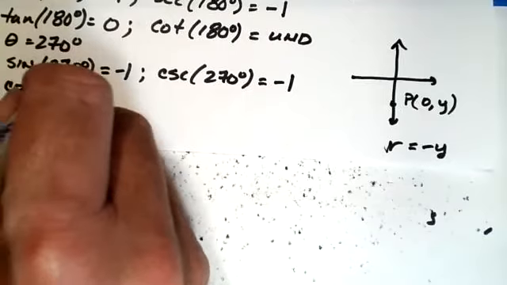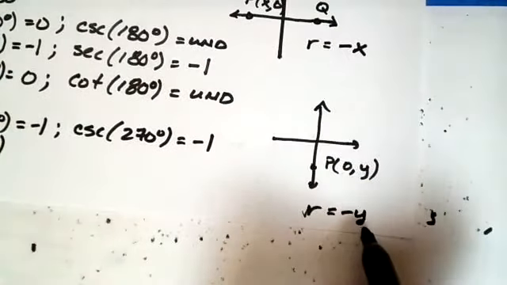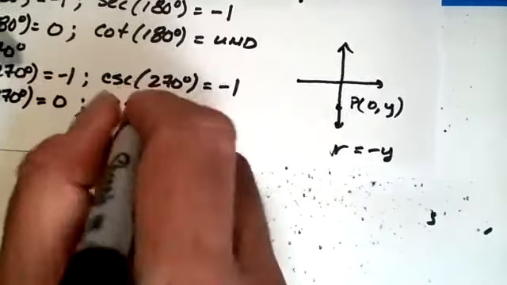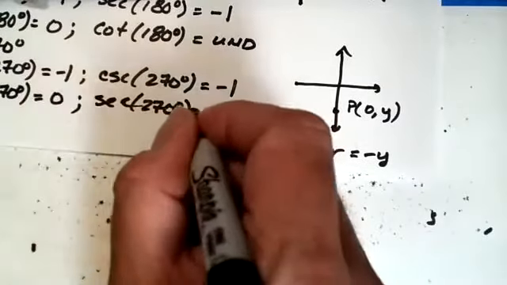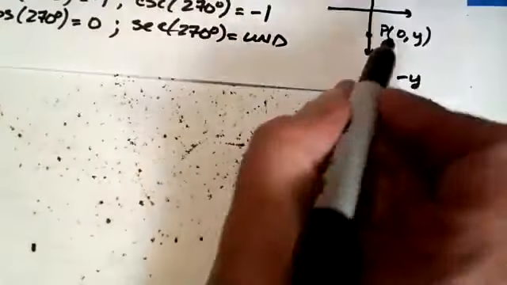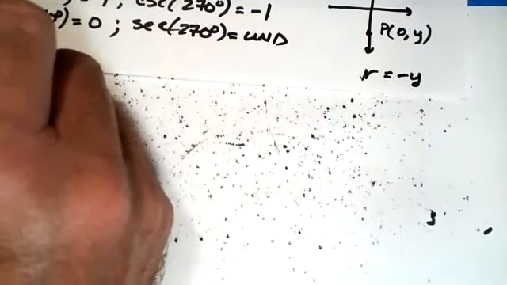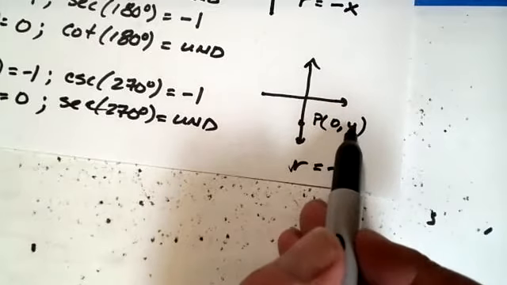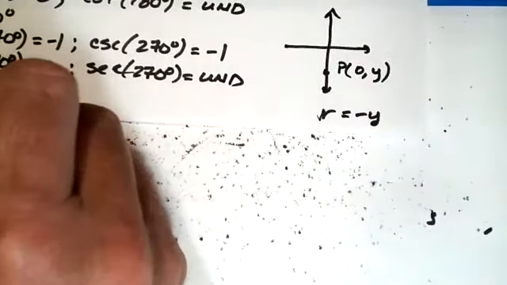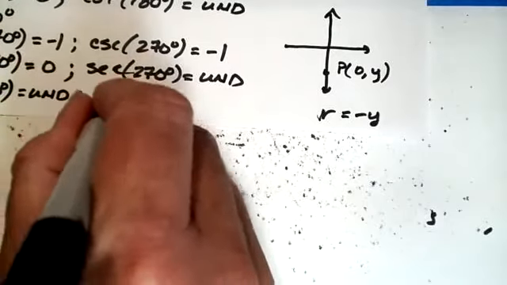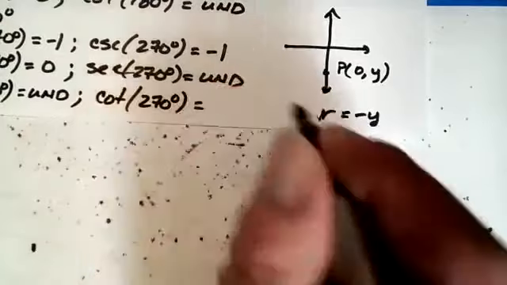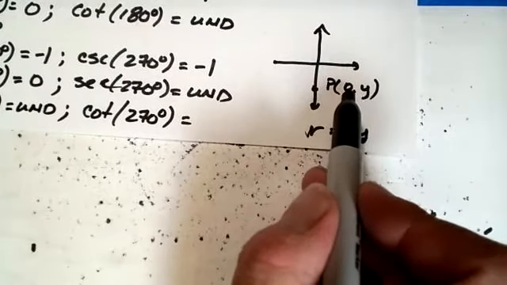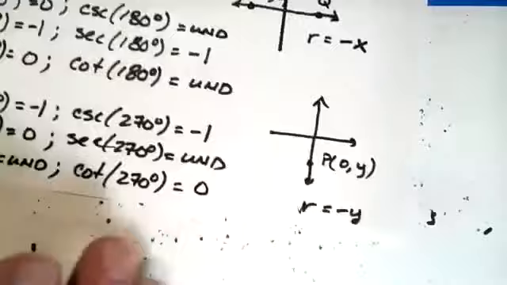Cosine of 270, which is x over r, 0 over some positive number, will be 0. So secant of 270 will be undefined. Tangent of 270, which is y over x, so some negative number divided by 0, is undefined. And cotangent of 270, that's going to be x over y, so it's 0 over some negative number. It's going to be equal to 0.